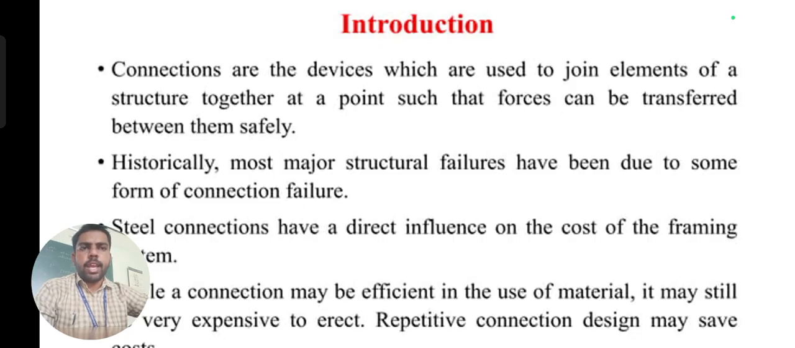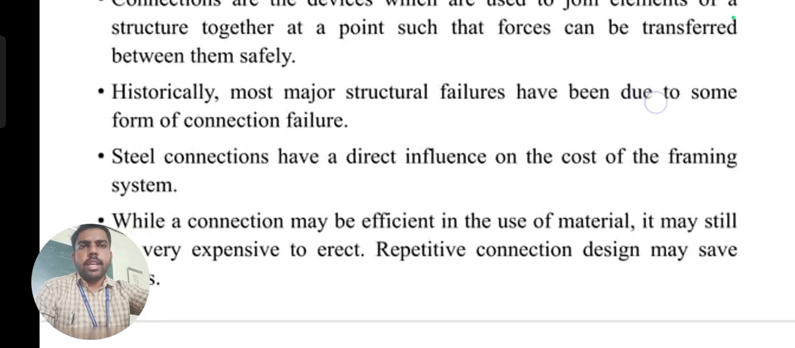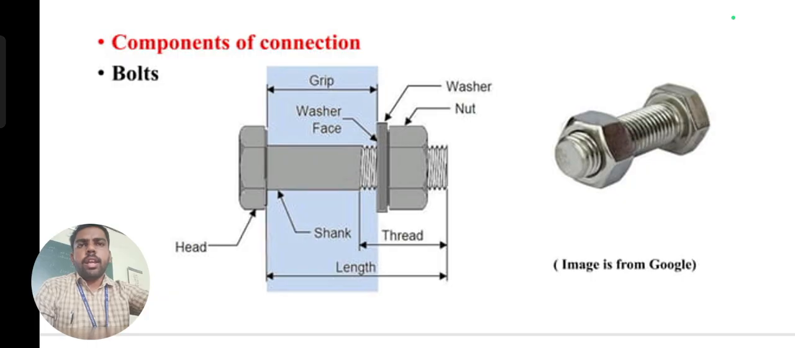and the major structural failures have been some form of connection failure, and steel connections have a direct influence on the cost of the framing system, and the connection may be efficient. It should be used for material, and still it is very expensive to erect the total structure. Here, the components of connection: first of all, coming to bolts, a bolt has one nut and threads that have to be coupled.